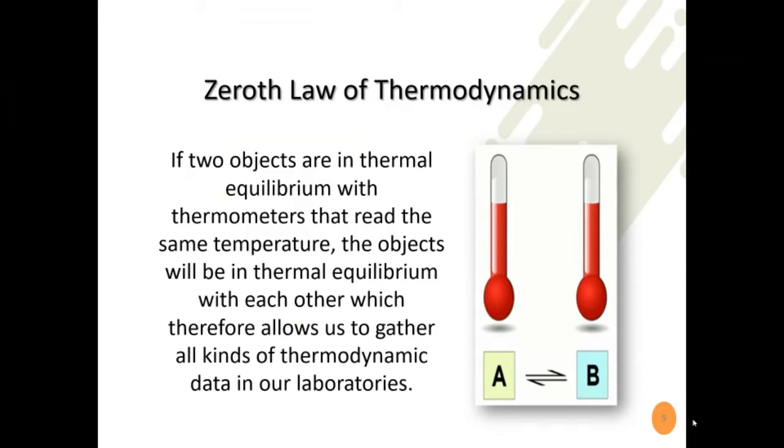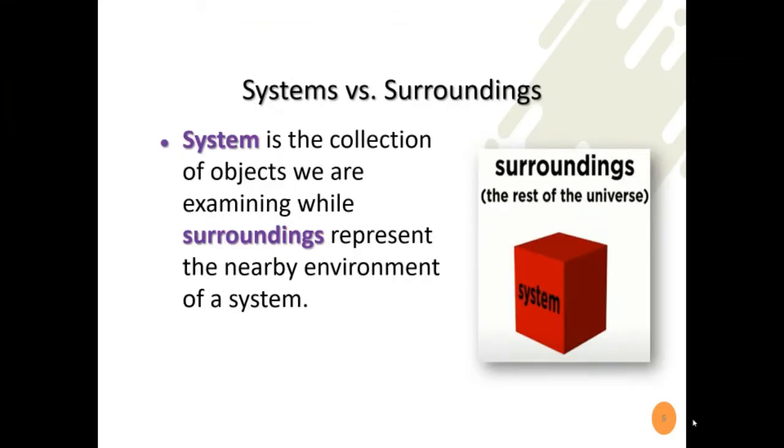And then, ito na nga yung sinasabi ko. So, ano yung pinagkaiba ng systems at surroundings? Yung system, it is the collection of objects we are examining. Kung ano yung nasa loob na yun, ito yung nasa system, nasa loob. Then yung surroundings, nasa kapaligiran natin, or sa madaling sabi, it represents the nearby environment of a system. Ayan, madali lang naman. It speaks for itself.